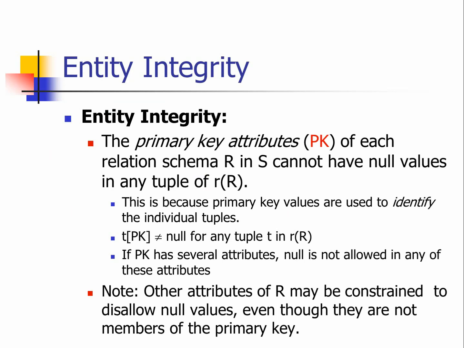So basically for entity integrity, when you define a primary key, which you mark by underlining the attribute, each relation R in S cannot have a null value there. So this is a formal definition indicating that a primary key cannot be null, basically because it needs to be uniquely identified from one to the other, and other attributes also need to reference it. Other attributes of R may be constrained to disallow null values even though they are not members of the primary key, just like the name as well.